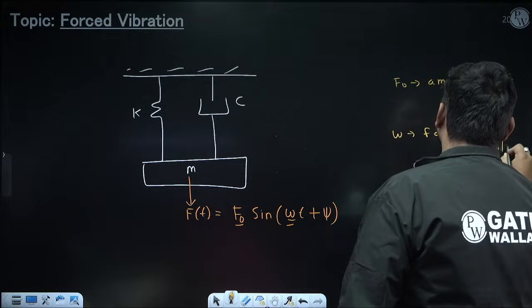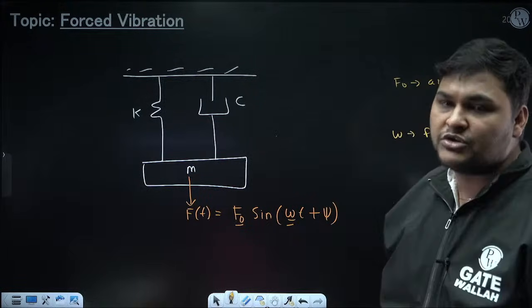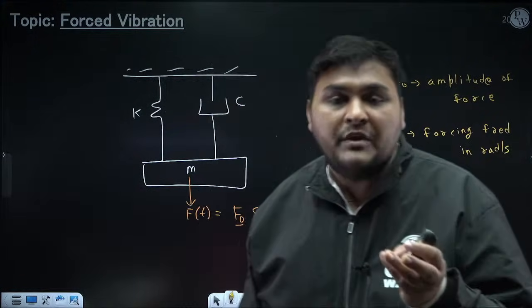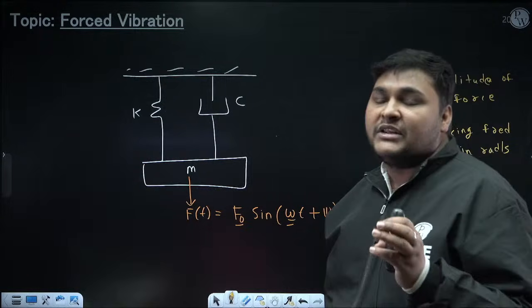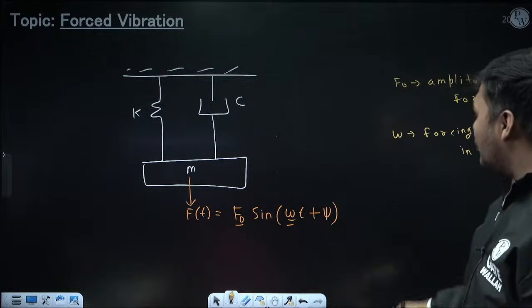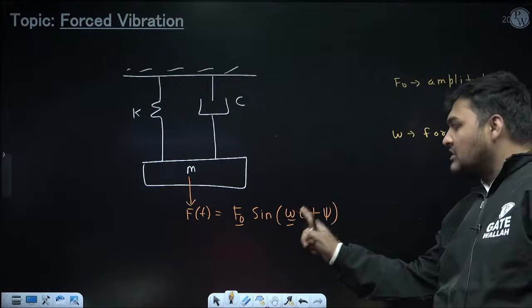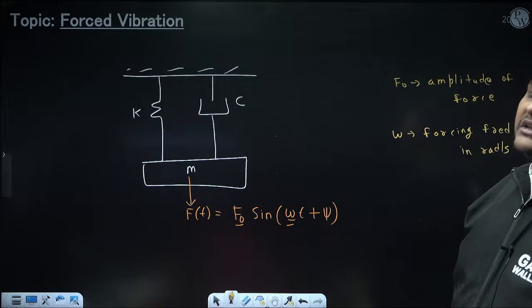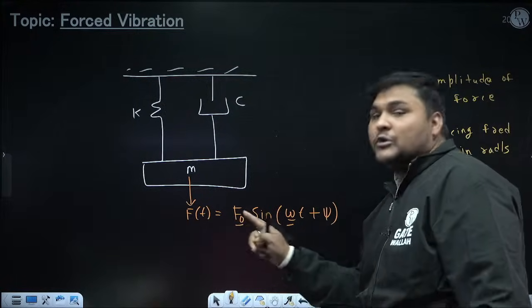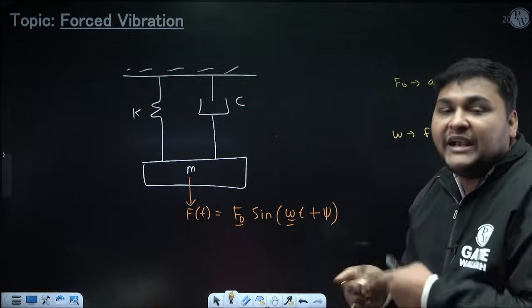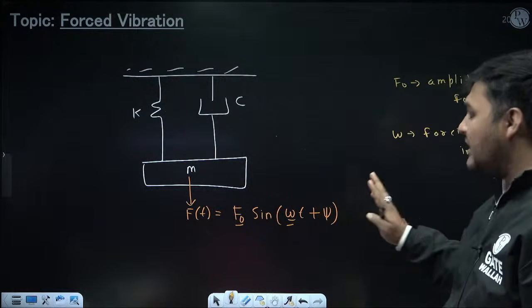Whenever any data related to frequency is given in the question, be careful whether it is omega or omega n. If the examiner is saying forcing frequency, the examiner is talking about this omega. If the examiner is saying the time period of force, then again the forcing time period is given, so that is 2 pi by omega. From that we can calculate omega.